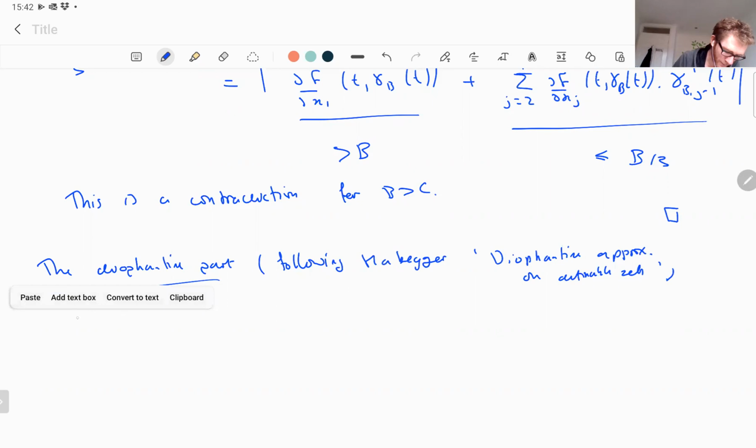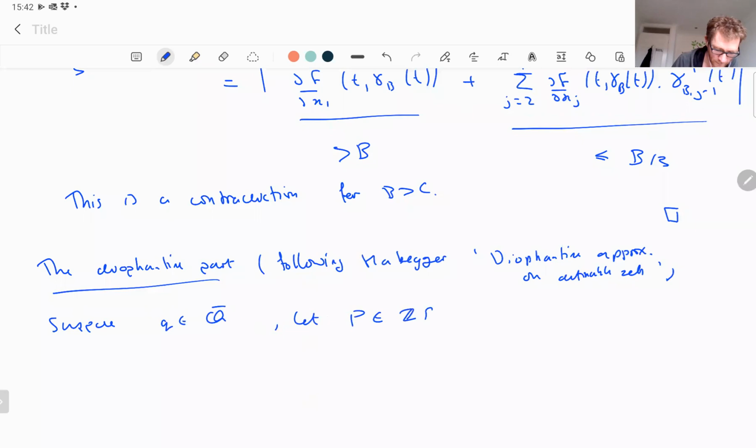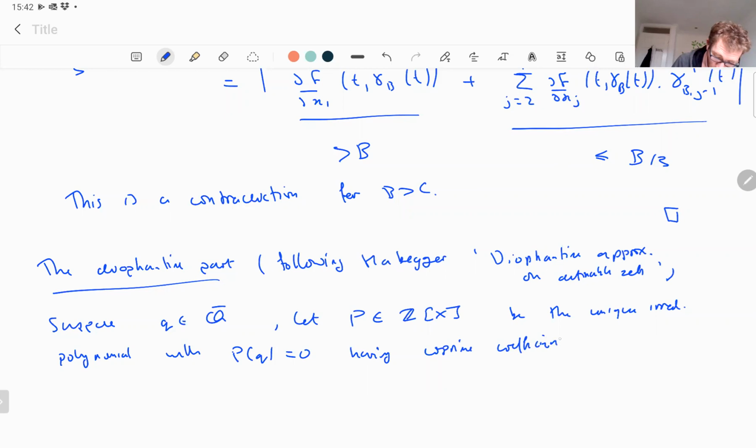Now, to count algebraic points we need a height for the algebraic points. So that's what I'll talk about first. So suppose Q is in Q bar, and let P be the unique irreducible polynomial with coprime coefficients, with P of Q equal to 0, and leading coefficient positive.